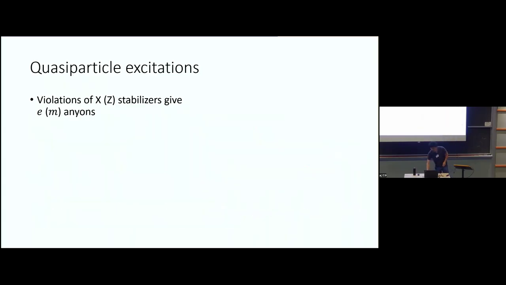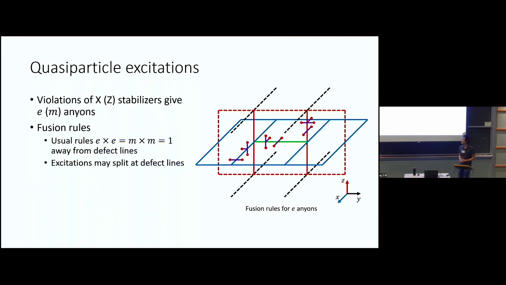And the way that we normally analyze these codes is not directly through the stabilizers, although that could be done. But the easier way to think about it is to consider the quasi-particle excitations that happen. Because we have a bunch of surface code, we can think of violations of the X or Z stabilizers as these E or M anyons. And away from any of the defect lines, they're going to have the usual fusion rule. So like the E excitations can just move around, and two E excitations will annihilate each other.